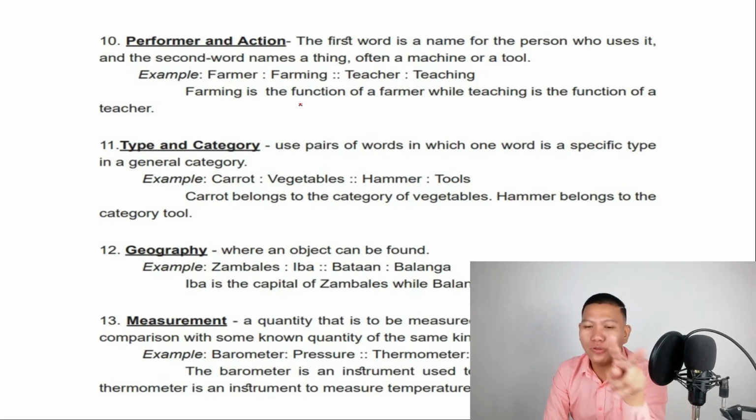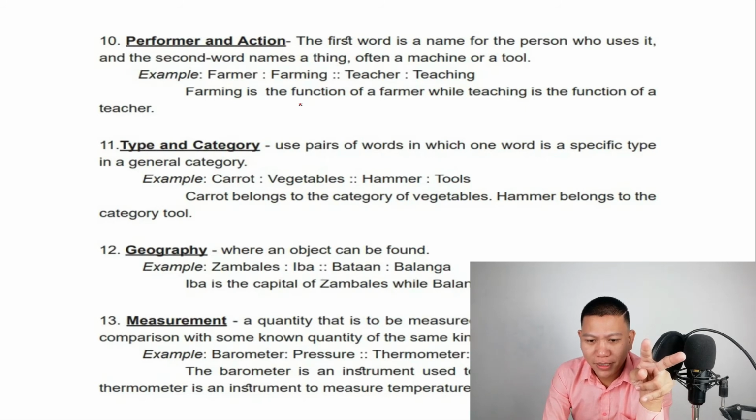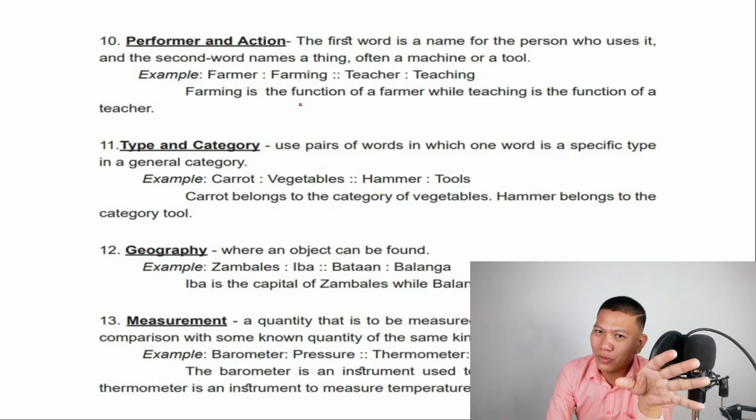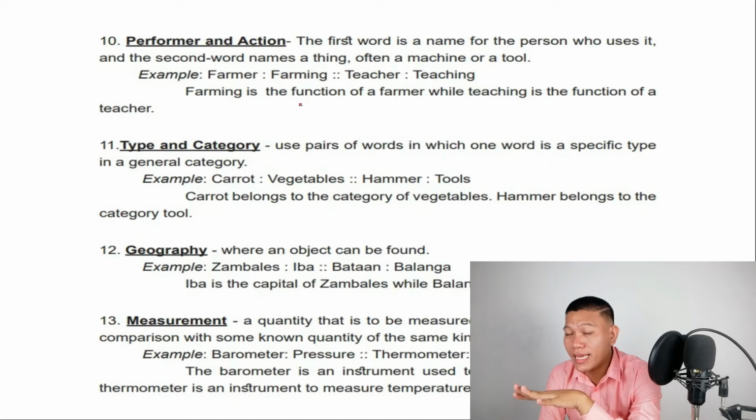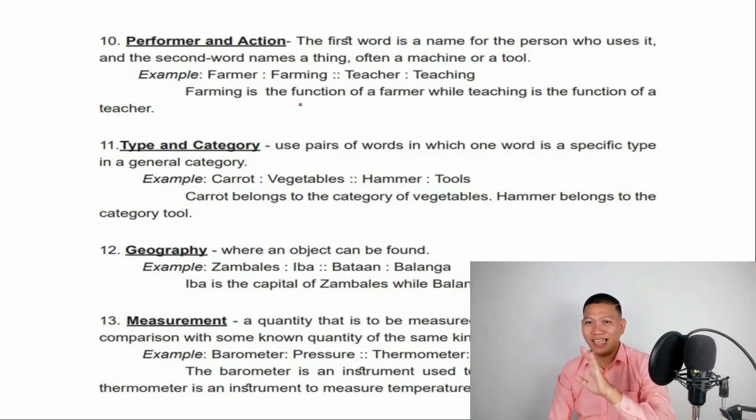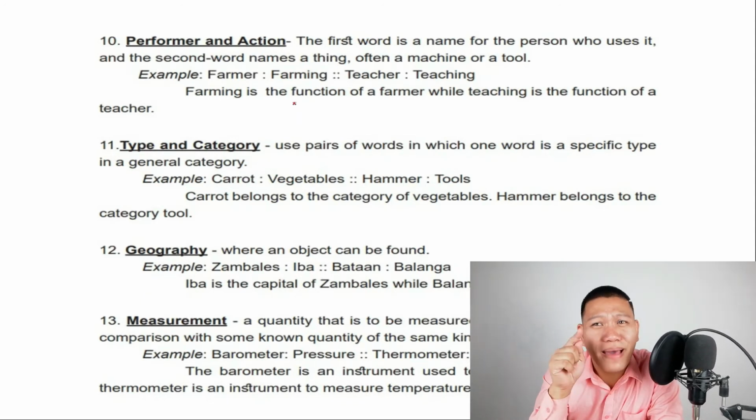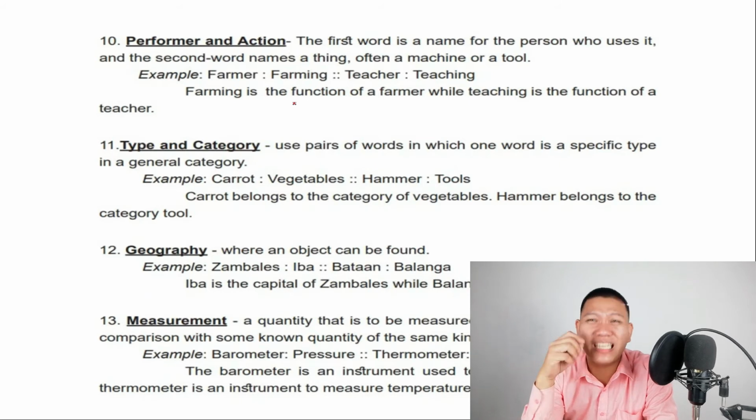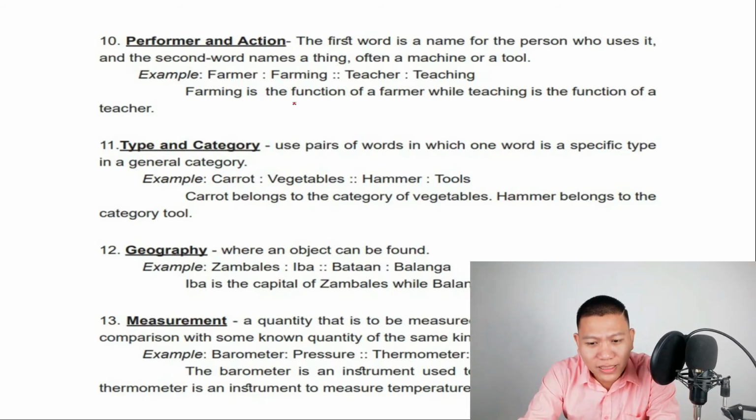So we have two general places. So we have Sapang Maragul compared to Balanti. And then we have their sitios. Sapang Maragul is to Karage, and then Balanti is to Centro. That's one of its sitios. Okay. Number 13, measurement. This is math. I'll try my best to explain it, but it's difficult. A quantity that is to be measured, and it always involves a comparison with some known quantity of the same kind.